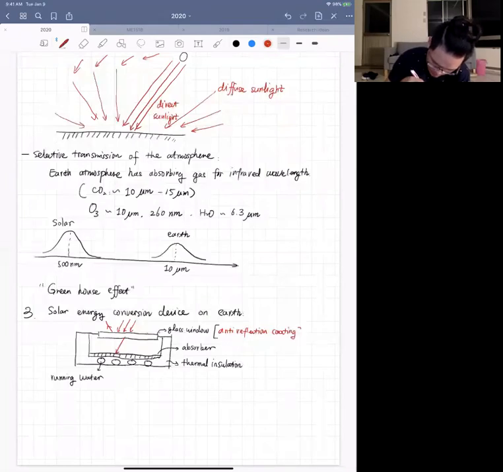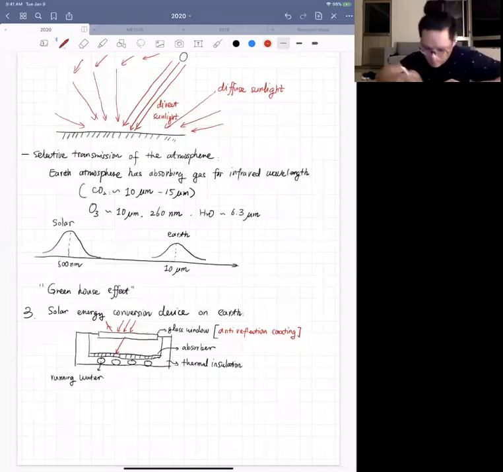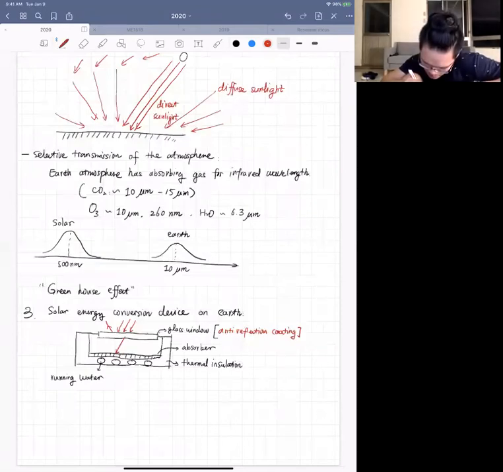Through some smart optical design, you can actually minimize this part of the energy loss. So you can minimize the reflection from any material surface. This is an important topic we will discuss later in the class.